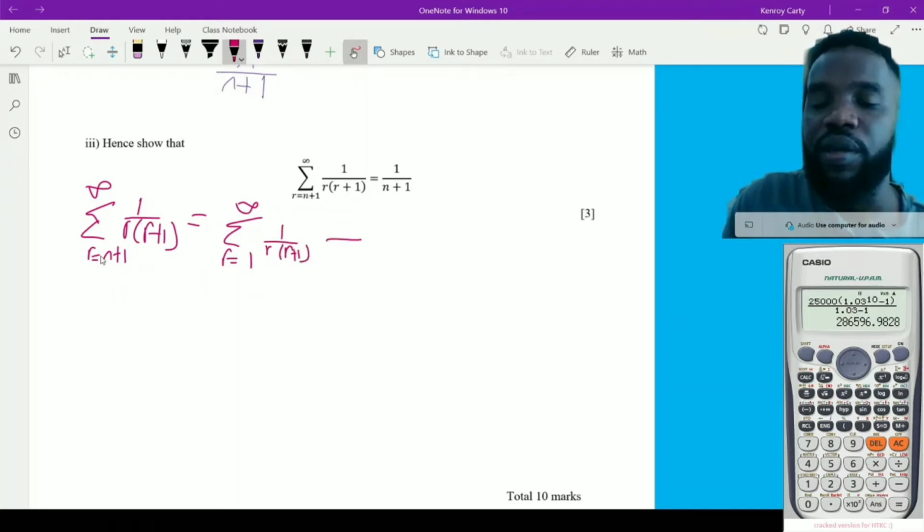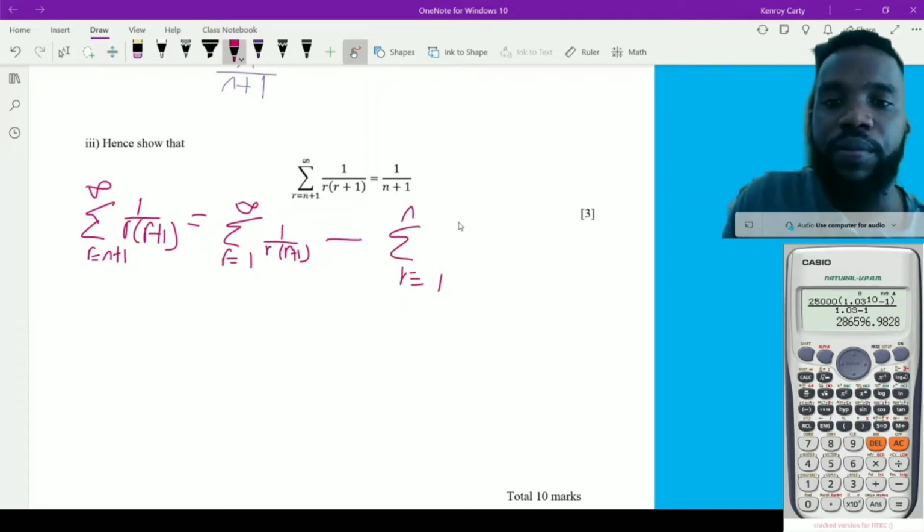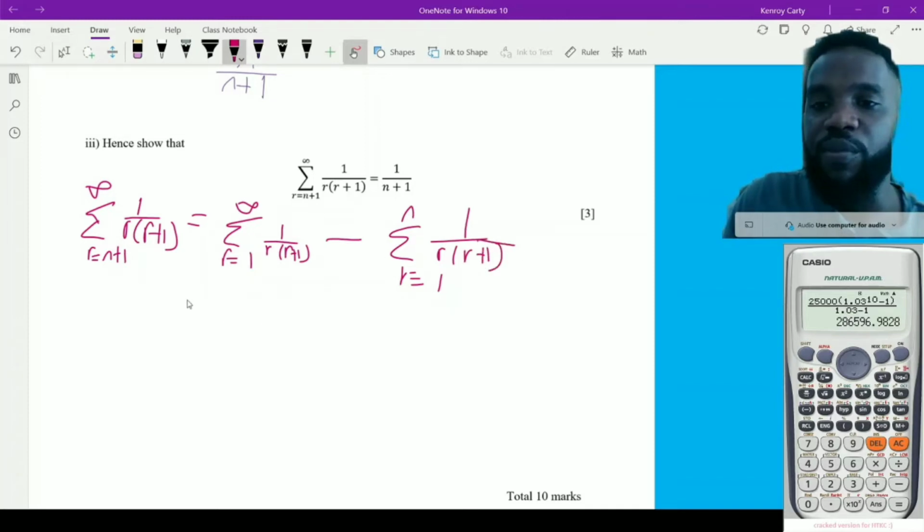Alright, if I'm going from 1 to infinity, and I want from n plus 1 up to infinity, I'm going to have to subtract what I don't want. I don't want it from 1 up to n. Of course, you do understand the formulas sum from 1 up to a point. So you have to always start from 1. Alright, so now we know what the sum of the formula is already. The sum of the formula is what we found up there, which is n over n plus 1. So let me just highlight that here.